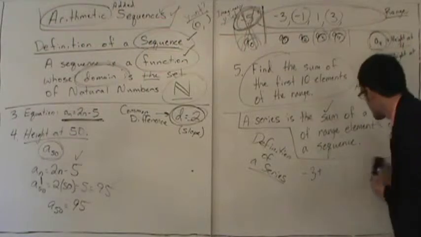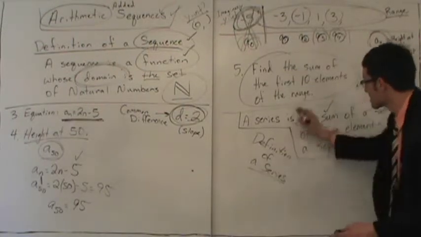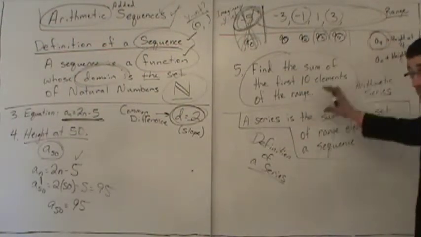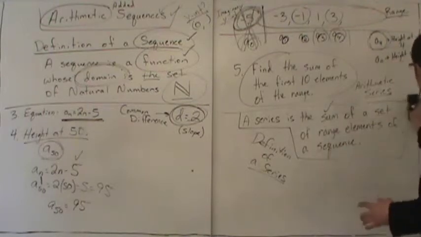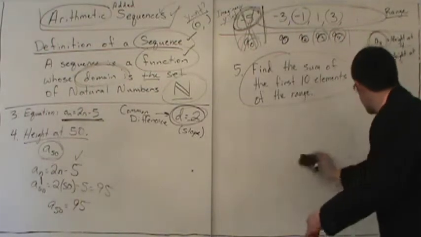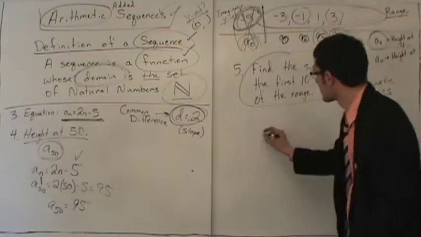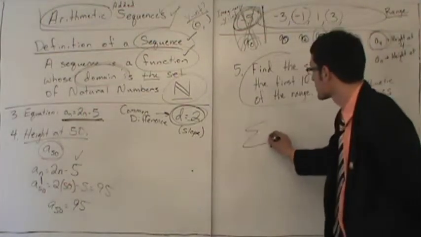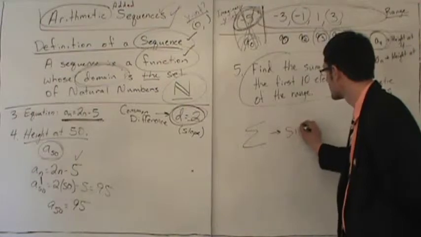Now, how do we write this? The definition of a series is the sum of the set of range elements of a sequence. Make sure this is on your definition sheet. I'm going to erase this, and let's talk. You have to write the series in sigma notation first. Let's define some symbols here. This is capital sigma. The name of the symbol is sigma.